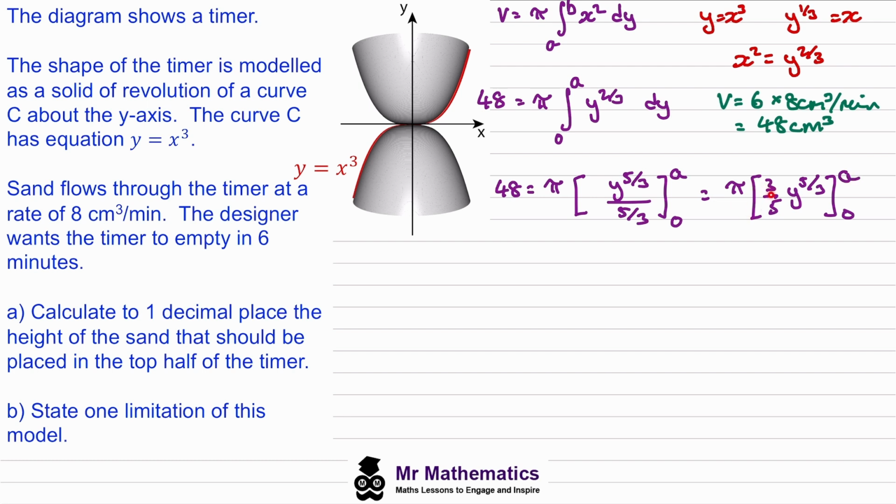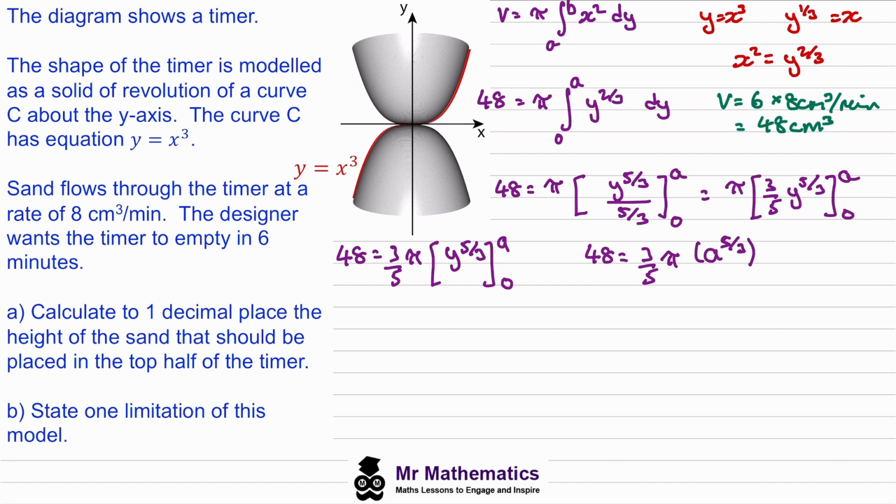So now I can simplify this by moving this 3/5 out in front of our bracket. So the volume will be equal to 3/5 times pi multiplied by y to the 5/3 between the limits of a to 0. We can now substitute in our limits, and when I substitute in 0, we get 0. So the volume will be equal to 3/5 of pi multiplied by a to the 5/3.